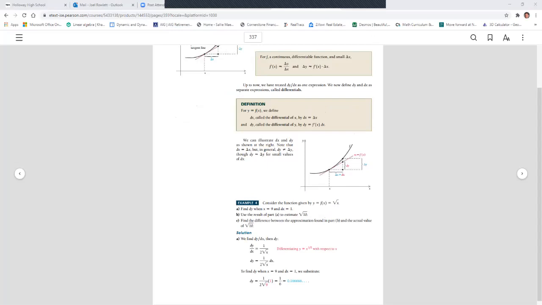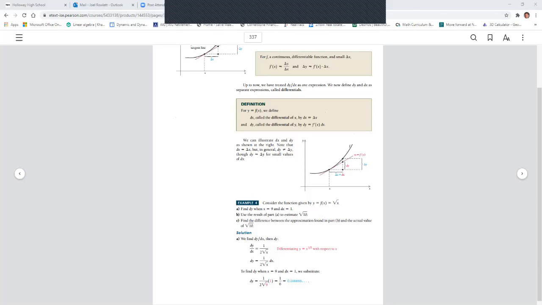Example 4 says to consider the function given by y is equal to the square root of x. Find dy when x is equal to 9 and dx is equal to 1. Part B says use the result from part A to estimate the square root of 10. And then finally, find the difference between the approximation found in part B and the actual value of the square root of 10. Okay.